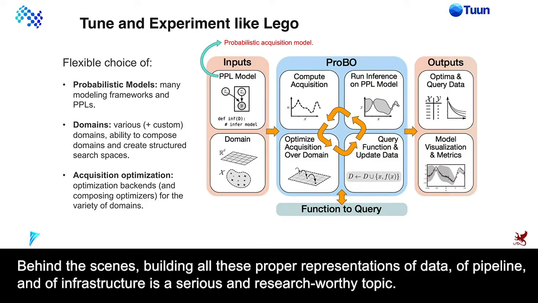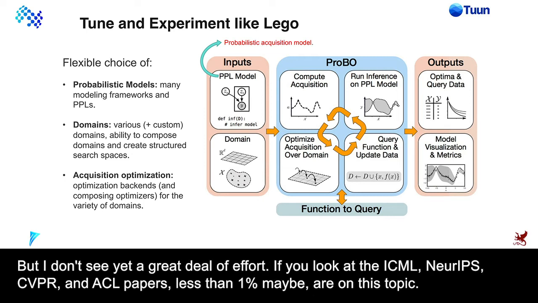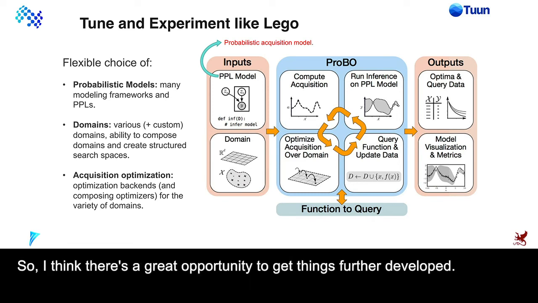Behind the scenes, building all these proper representations of data, of pipeline, and of infrastructure is a serious research-worthy topic that I don't yet see a great deal of effort on. If you look at the ICML, NIPS, and CVPR, NLP papers, less than 1% is on this topic. So therefore, I think there's a great opportunity to get things further developed.